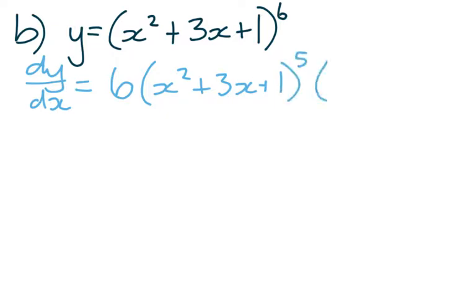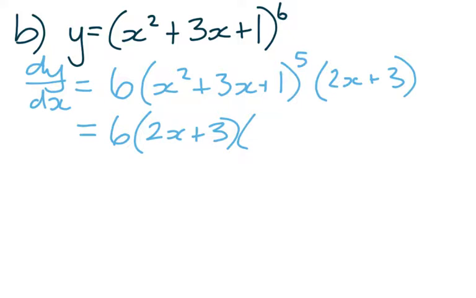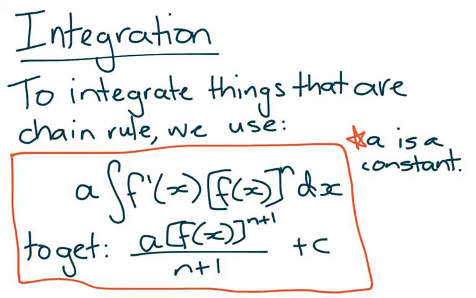And then we also have to multiply by the derivative of the inside. So we would end up with 2x plus 3 on the end. And then all I would do for this one is just rewrite in the order. So we've got 6 brackets, 2x plus 3, close brackets, open brackets, x squared plus 3x plus 1, all to the power of 5. You could expand that first set of brackets out if you wanted to, but it wouldn't always be necessary. So the next step is looking at integration.